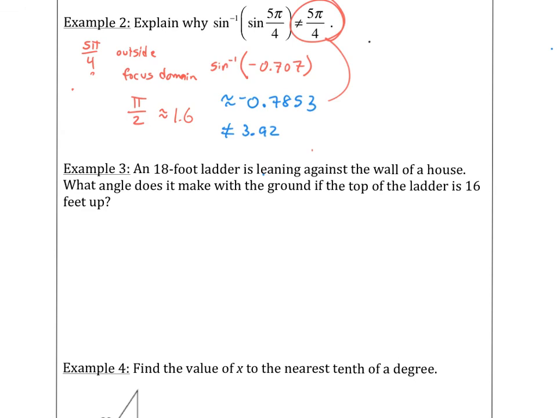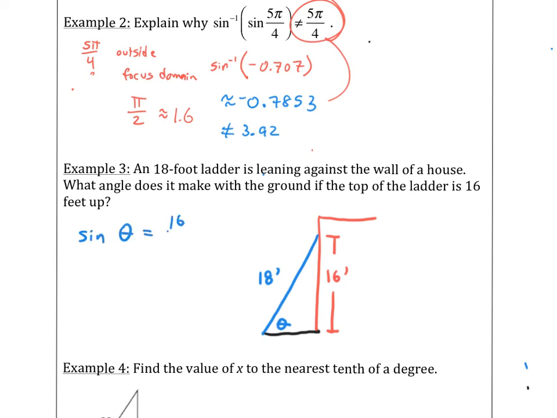All right, so let's see an application of this. An 18-foot ladder is leaning up against the wall of a house. So I have a house here, and a ladder leaning up against it, which is 18 feet long. There's the ground, and we know that the top of the ladder is 16 feet up. The question is, what angle does this make? Based on this angle, this is opposite over hypotenuse, so sine of theta is equal to 16 over 18.